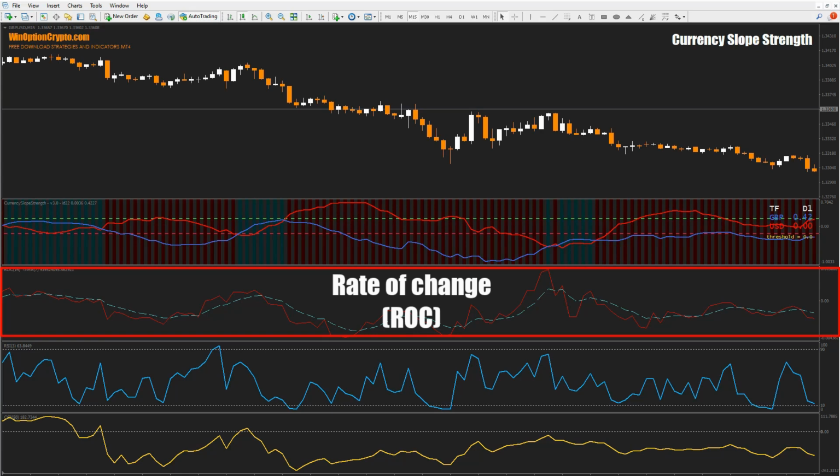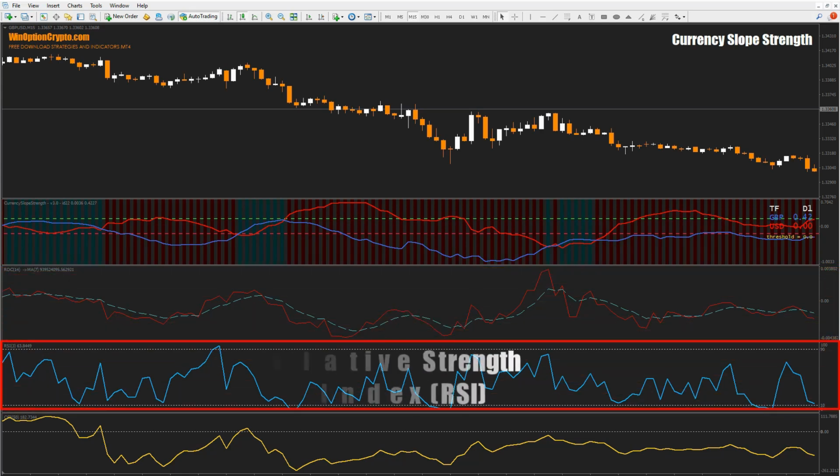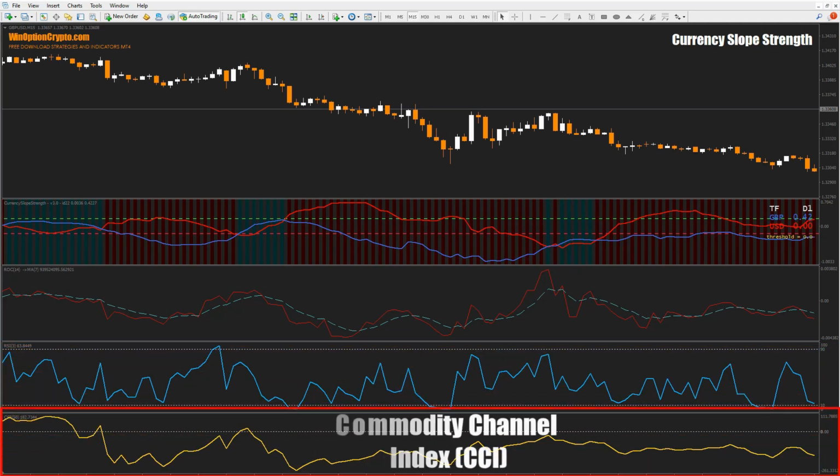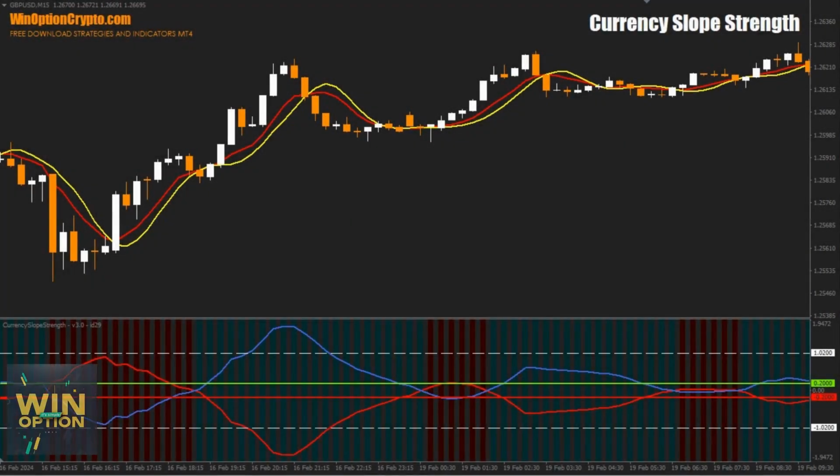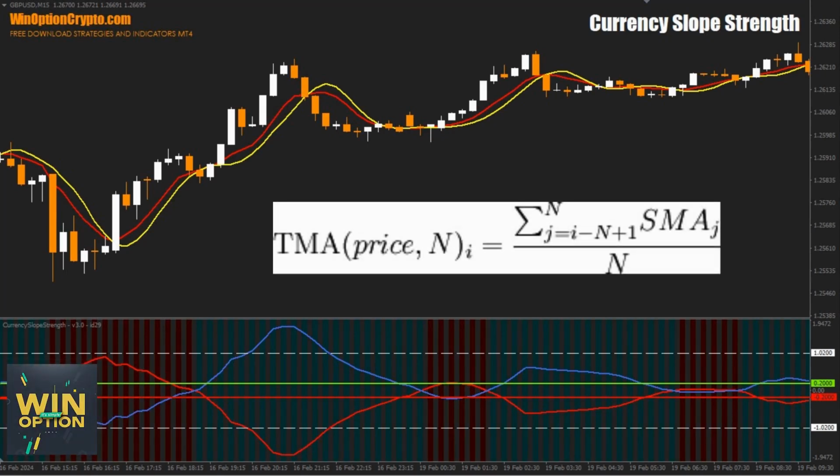For example, some of them may assess the rate of price change, like the ROC indicator. Others, the relative strength index, like RSI. The third, the commodity channel index CCI, or calculate the strength of the correlation between markets. As you can see, there are many options for creating a relative strength index of currencies. However, the binary options indicator currency slope strength is calculated based on the triangular moving average.